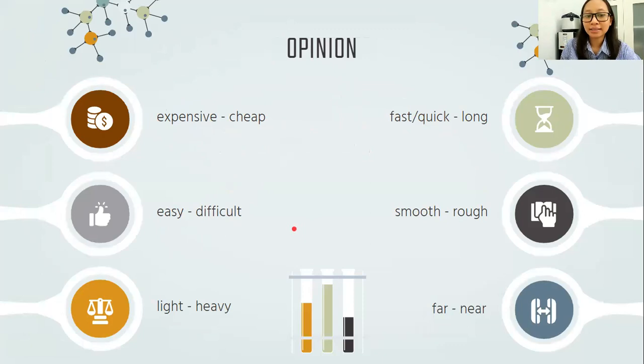Triple beam balance is easy to operate. That's your opinion. But in my opinion, triple beam balance is difficult to operate. Bisa juga kan? Because this is opinion.